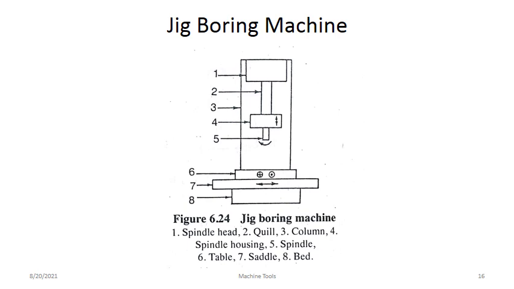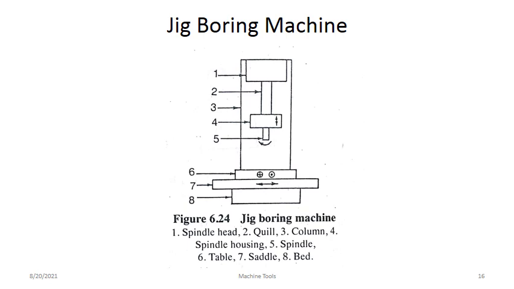Next one, you can go for the jig boring machine. What is jig boring machine? It is very important. So you can see the simple line diagram. The first one is a spindle head. Second one is a rail. Third one is a column, vertical column. And fourth one is a spindle housing. And fifth one is a spindle. And sixth one is a table. Seventh one is the saddle. Eighth one is a bed. It is a very simple line diagram.